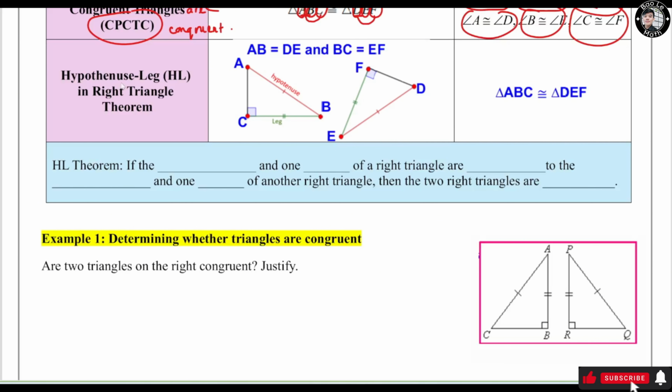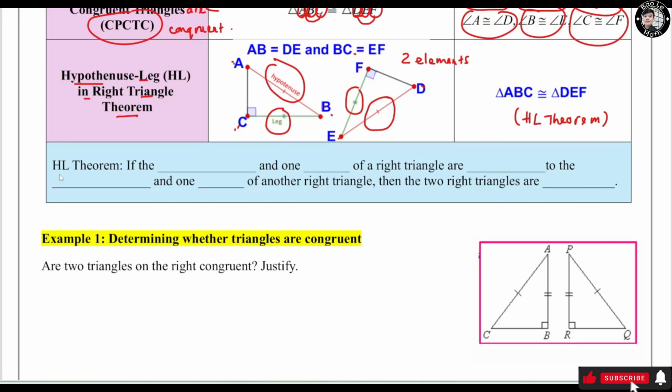Now we're going to talk about the HL theorem, which is the hypotenuse-leg theorem for right triangles. If two right triangles ACB and DFE have the hypotenuse congruent and one leg congruent, we only need two elements, that's it, then triangle ABC is congruent to triangle DEF by the HL theorem.